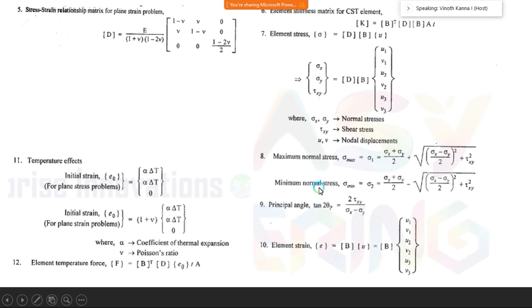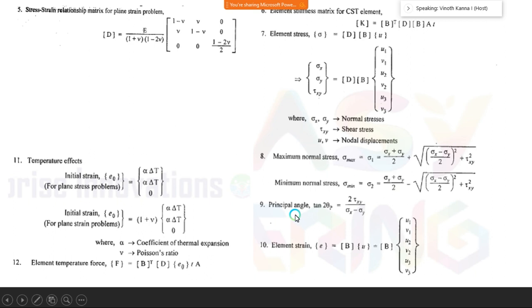So the maximum normal stress and minimum normal stress they won't ask directly, but they will ask in two more questions. What is the formula to find the maximum normal stress for a CST element? You should know these things. That is also very easy. Sigma max is equal to (sigma x plus sigma y) by 2, plus or minus the square root of ((sigma x minus sigma y) by 2) whole squared plus tau xy squared. The formulas are very easy, but you have to take a little bit of extra care.